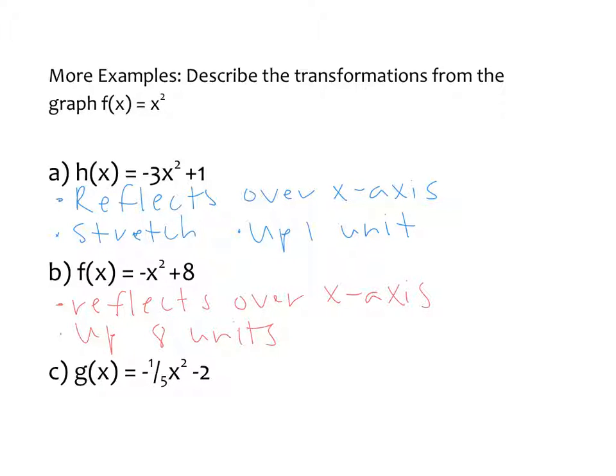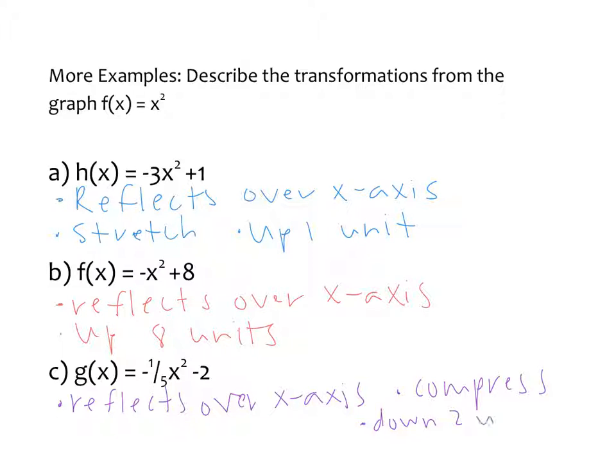All right, last but not least, part C, g of x equals negative 1/5 x squared minus 2. So again, the negative means we reflect over x-axis. The 1/5 is between 0 and 1, so that's a compress, getting wider. And then the negative 2 is down 2 units.